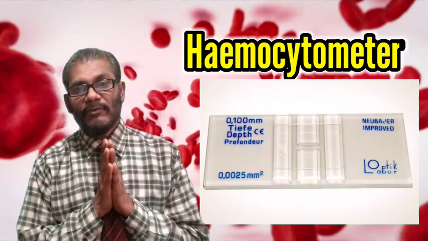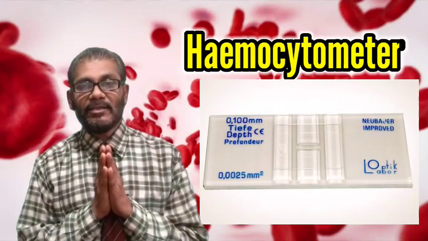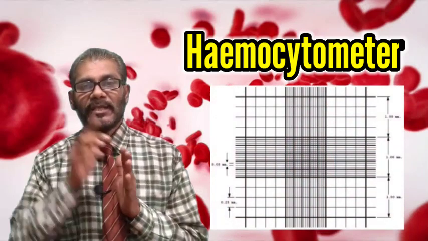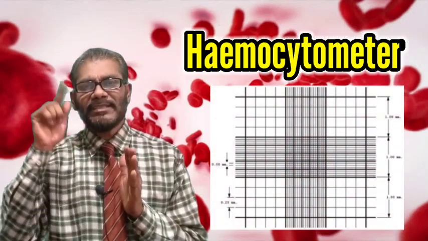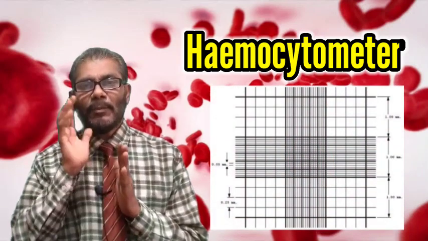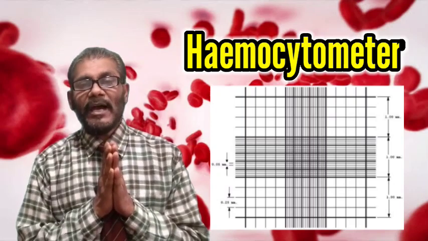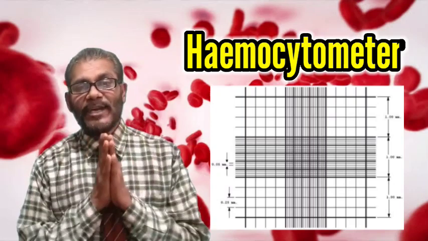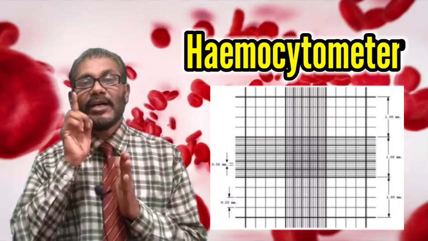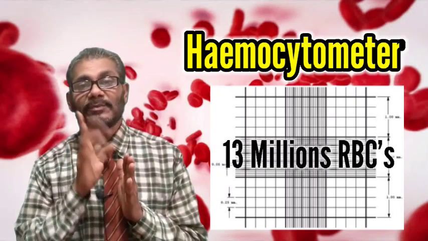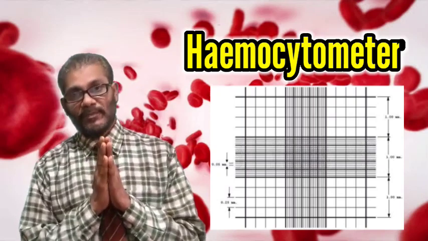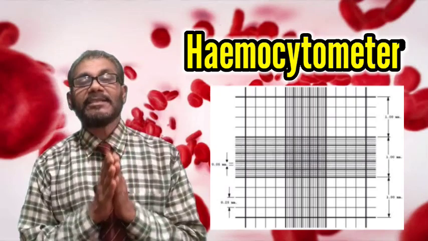If you count the RBCs, the instrument to count the RBCs is called the hemocytometer. When you put one drop of blood on the hemocytometer, there are sections and very minute sections are made over there of about 1 cubic millimeter, and if we count in 1 square, that means it contains 13 million RBCs per cubic millimeter. So that is why they are large in number.